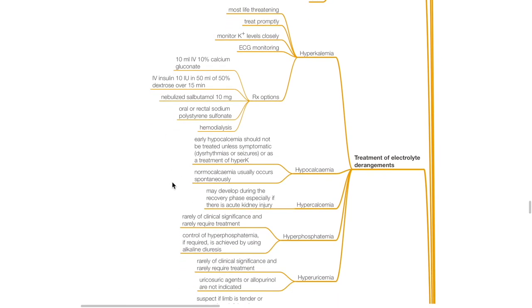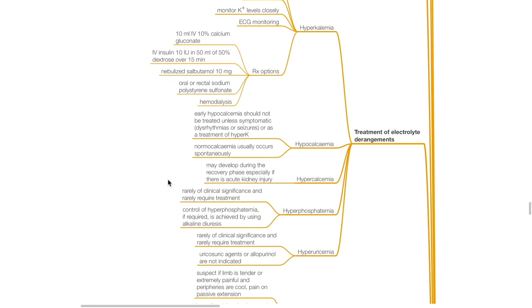Hypocalcemia. Early hypocalcemia should not be treated unless symptomatic, for example, dysrhythmias or seizures occurring, or as a treatment of hyperkalemia. Normal calcemia usually occurs spontaneously. Hypercalcemia may develop during the recovery phase, especially if there is acute kidney injury.